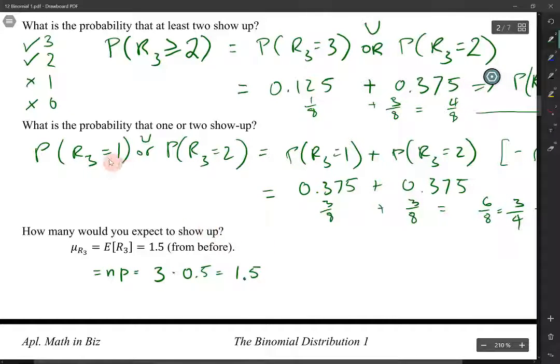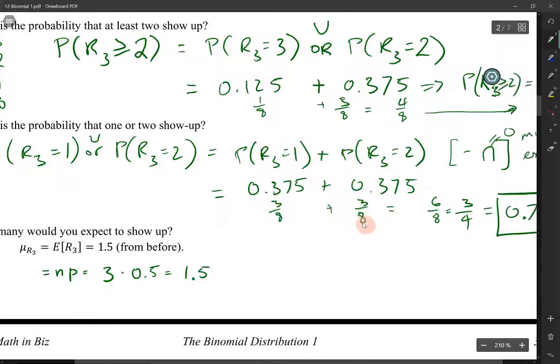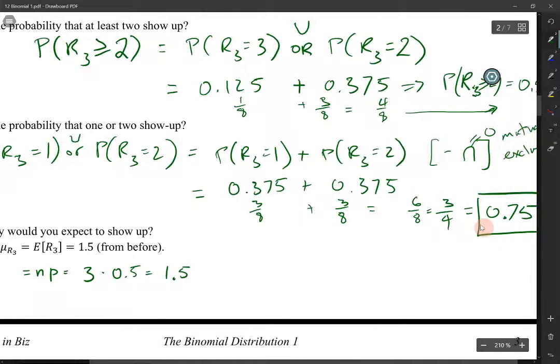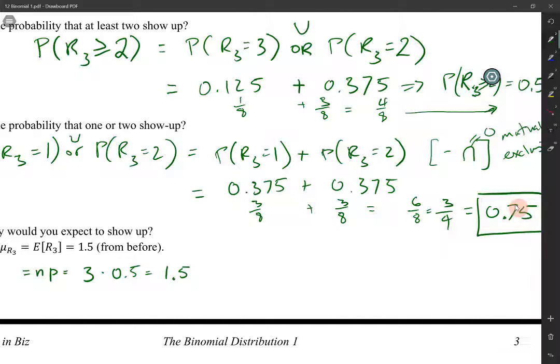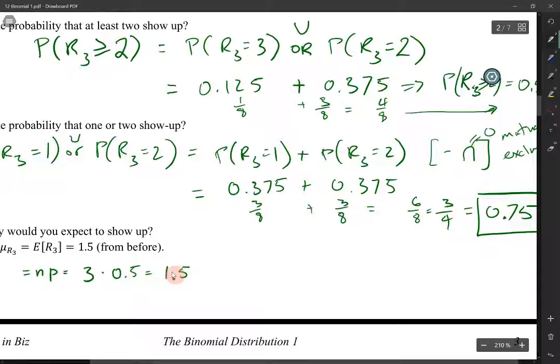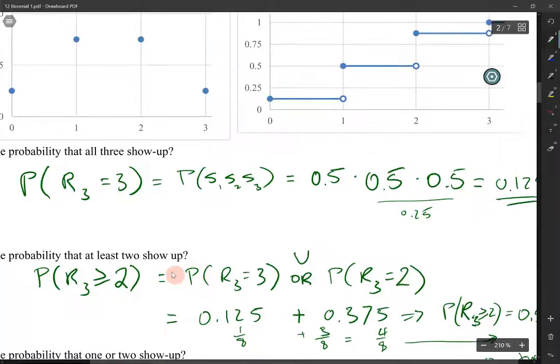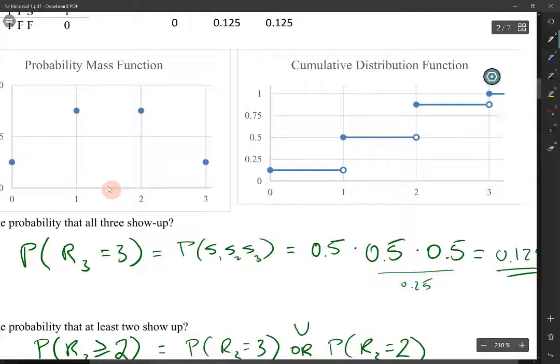And so if you look here, the question above is, what is the probability that 1 or 2 show up? And we see that it's huge, 0.75. So there's a 75% chance that 1 or 2 of them will show up. Why? That's because that's the expected value. If we look, the expected value is right there, 1.5. Mu is equal to 1.5. And so we would expect 1.5.